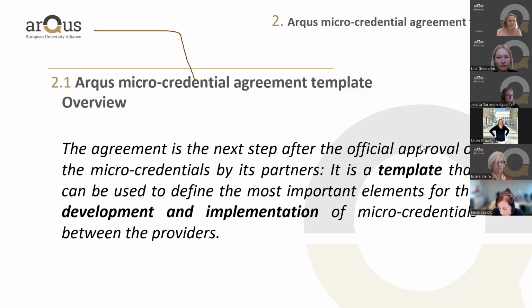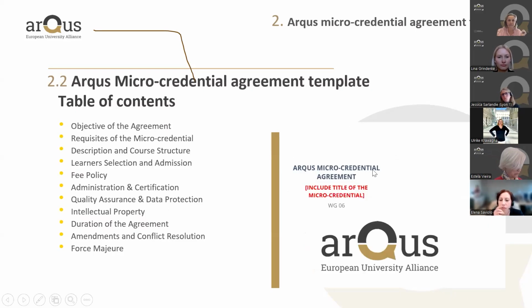I will now briefly discuss the chapters of the document. Lina already mentioned some points of it, but I will go through it. Maybe you can go to the next slide, Lina. Thank you. Now you can see here the table of contents, and I will go through it quickly. The objective of the agreement. The agreement is signed by the participating institutions to define the requirements and obligations for the implementation of the micro-credential, with one university as a coordinating institution.